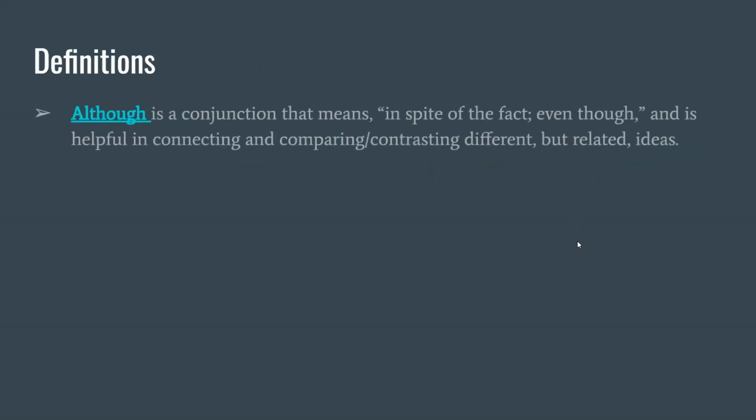Now we're going to get into some of the words that I mentioned before. Although is a conjunction that means in spite of the fact, even though, and it's helpful in connecting and comparing or contrasting different but related ideas. It's a word that we use often in our everyday language, which is what I was hinting at earlier. But when we put it into an academic sense, it helps us tell the reader that we're aware that someone else is going to think something different than what we think.